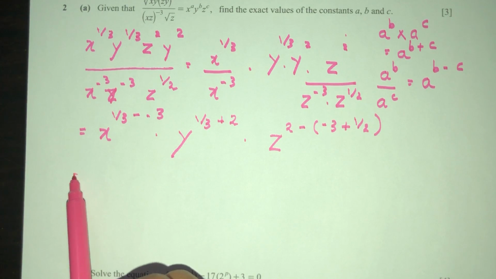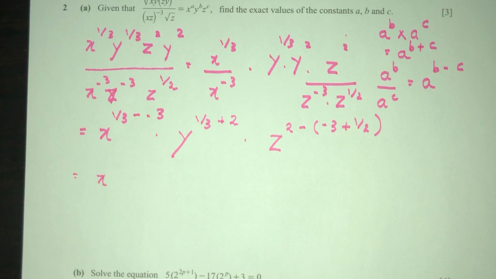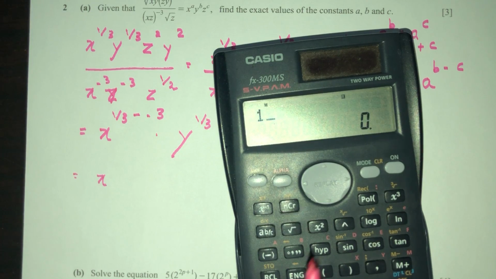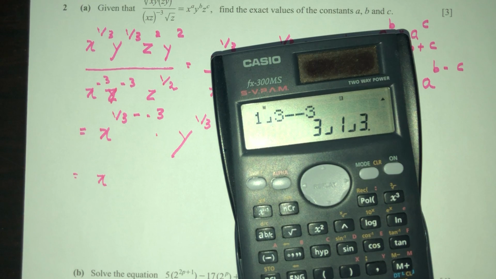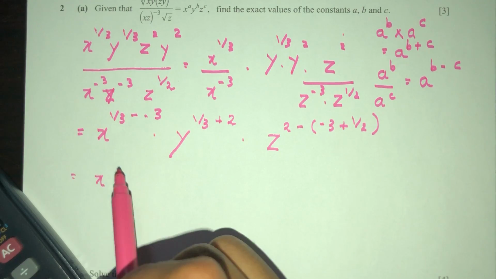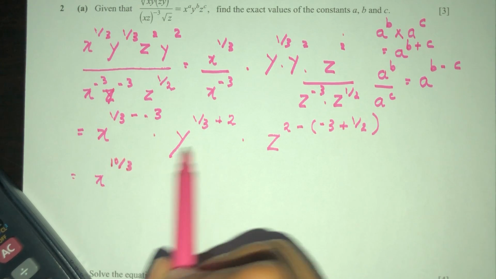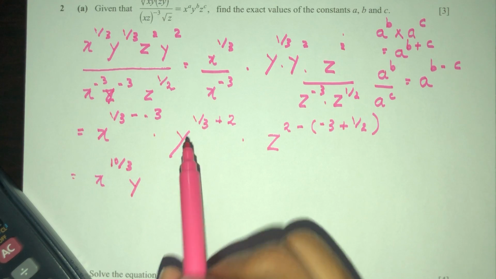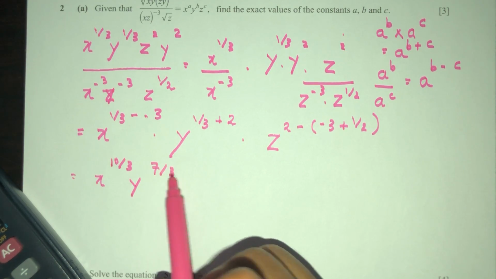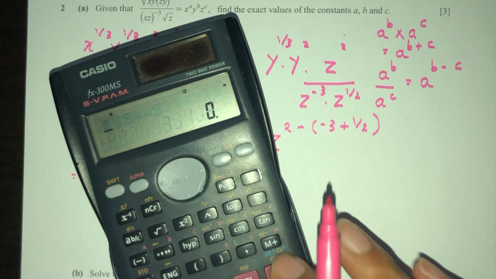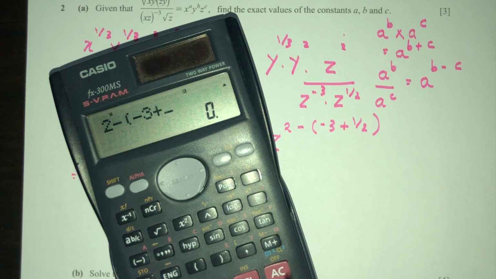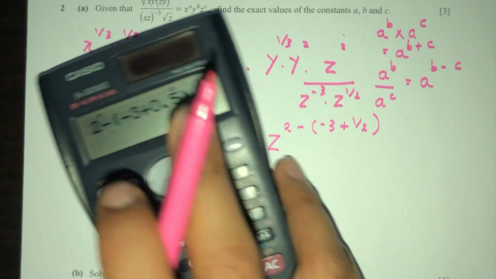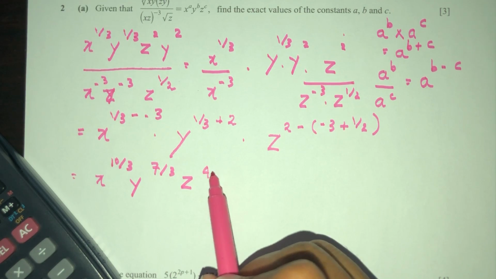So what do you have over here? That will become x. That is 1 over 3 minus minus 3 becomes plus 3, 1 over 3. That will be 10 over 3. If you want to simplify, 10 over 3. Y becomes 2, 1 over 3 becomes 7 over 3. This will become what? 2 minus 3 plus 0.5. That will be 4.5 if you want to.